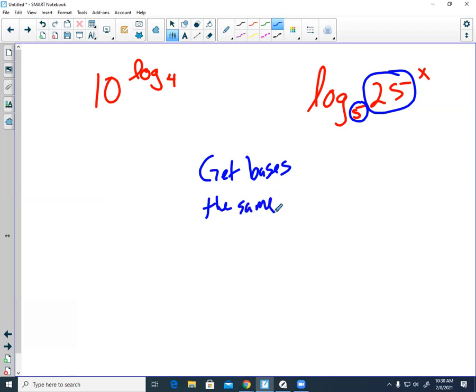So I want to try to get the bases to be the same exact number. Because if the bases are the same, I can then start to cancel things. If the bases aren't the same, I can't get things to cancel. Okay? So if the bases are the same, I can start to cancel. If they're not the same, I can't. Okay? So let's work our way through so that we can see kind of what's happening.